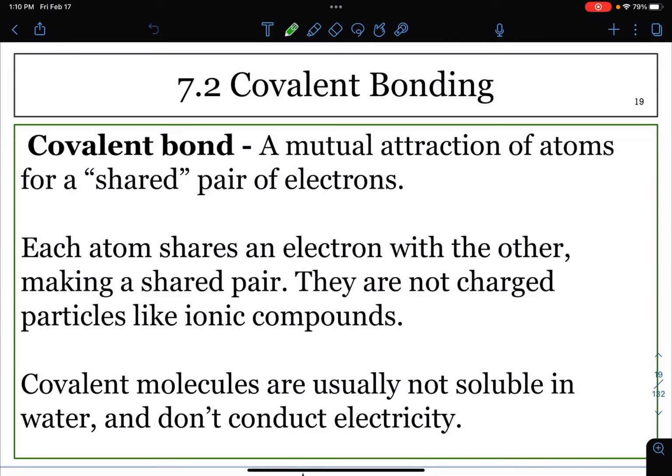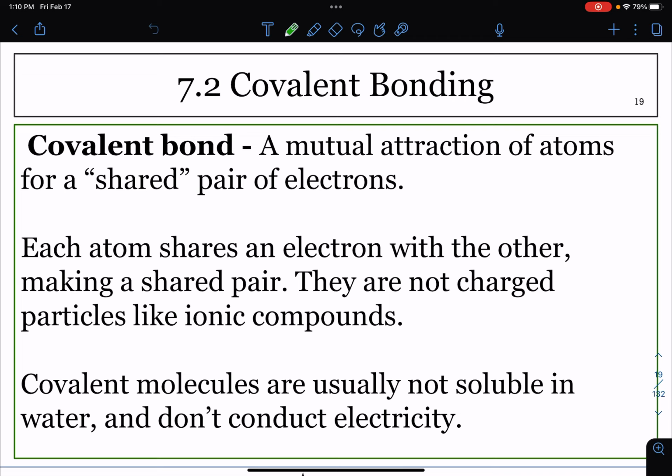In this video, we will discuss covalent bonds. In a covalent bond, the atoms share electrons. The electrons are not transferred from one atom to another, but rather each atom shares an electron with the other atom. This is a bonding pair of electrons. The atoms are not charged particles like ionic compounds. Therefore, they are not very soluble in water and don't conduct electricity very well at all.